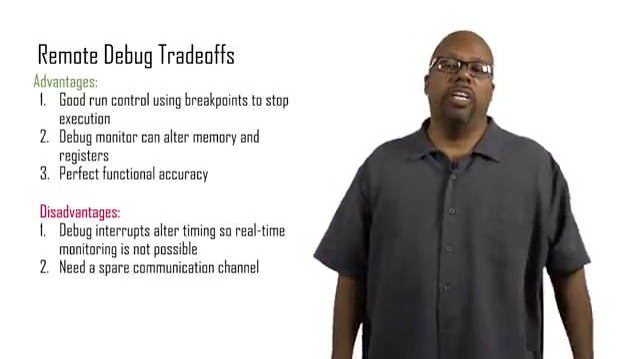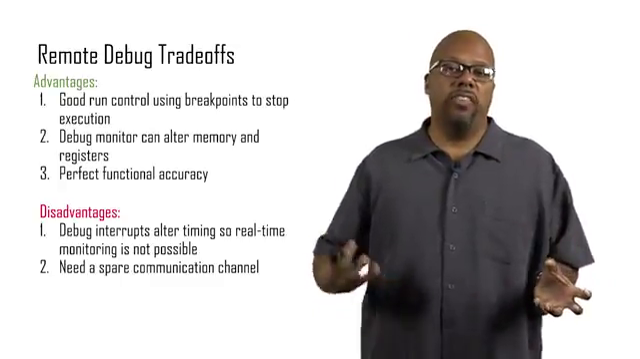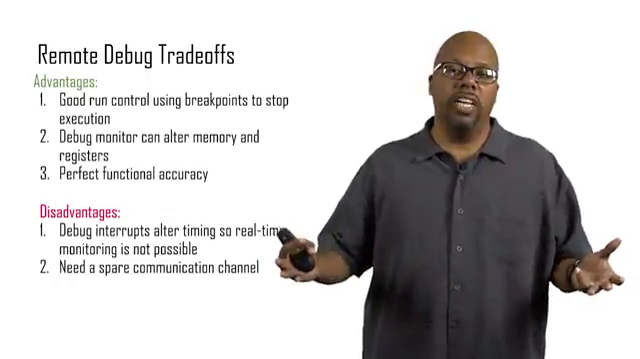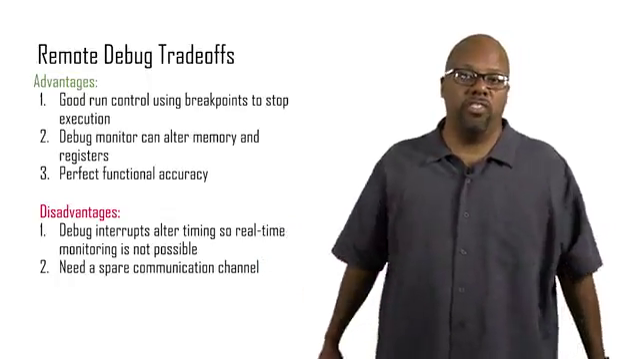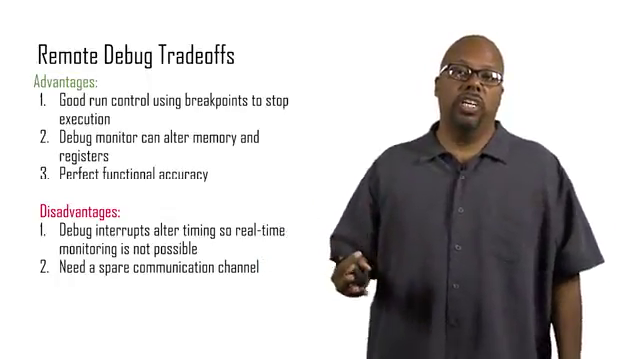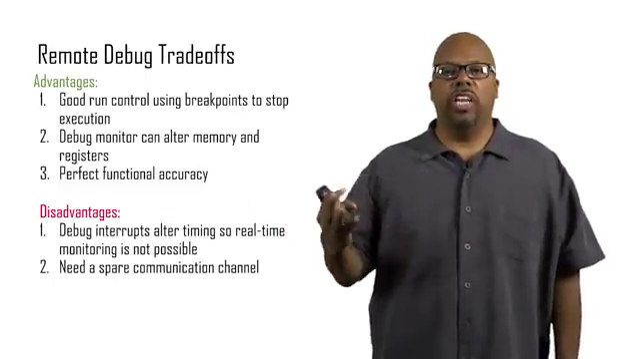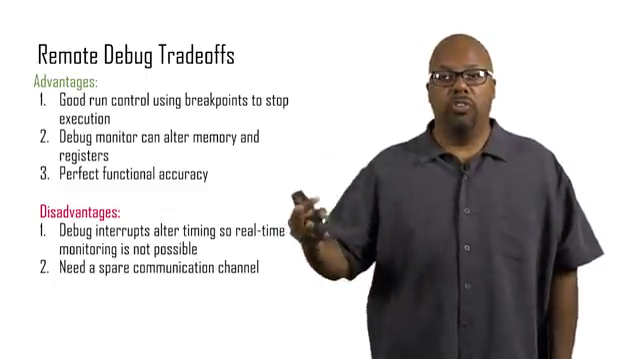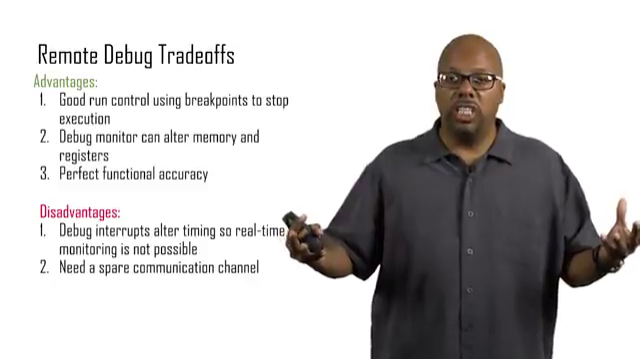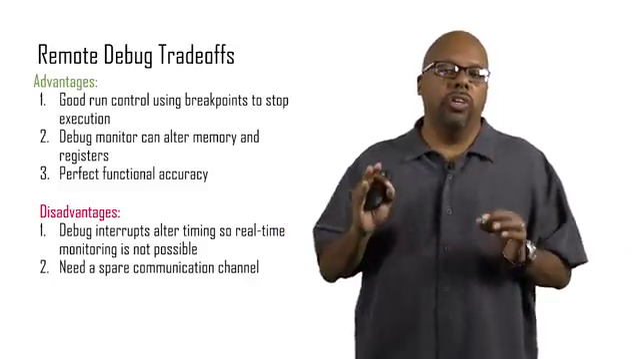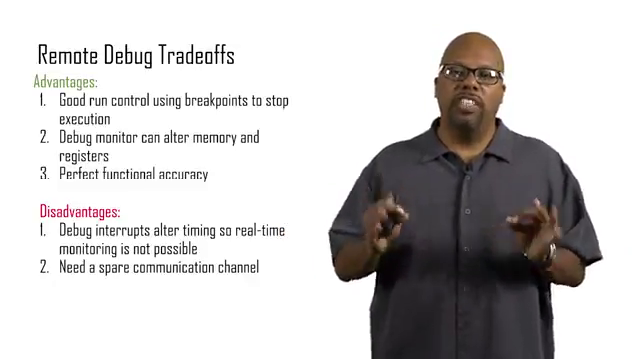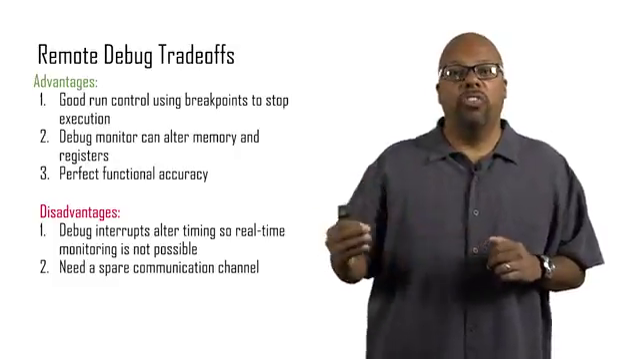And you need a spare communication channel. So the host and the target are speaking over some communication channel, so you need an extra communication channel, one that's not being used functionally. So if the application is already using the Ethernet, right, the program's using it for whatever the application is, then you can't use, not that you can't, but you have a difficult time using the Ethernet also for debugging.